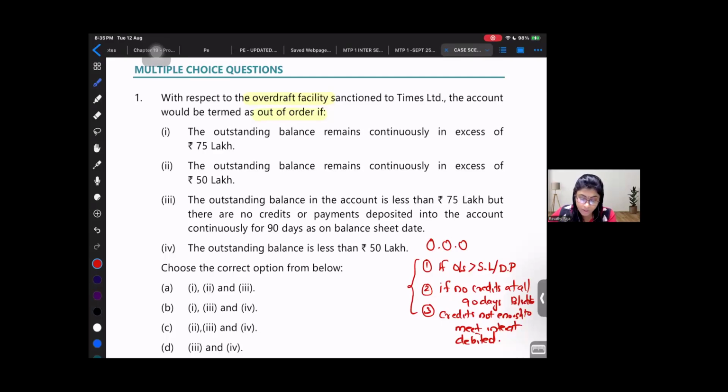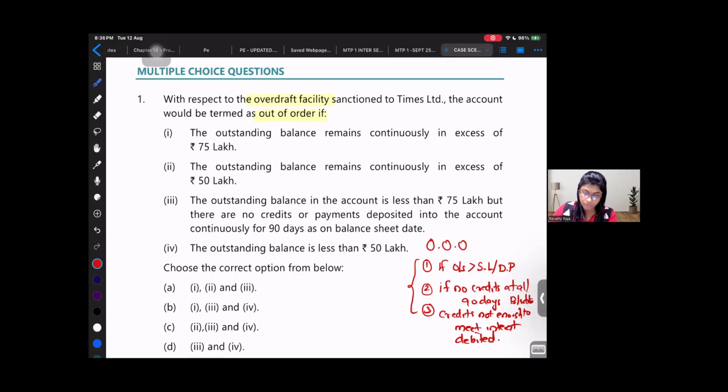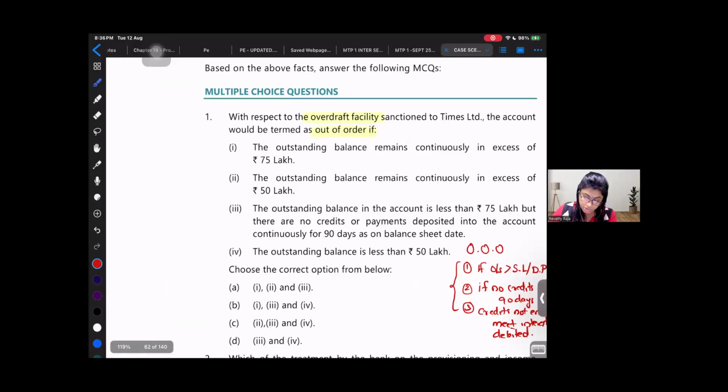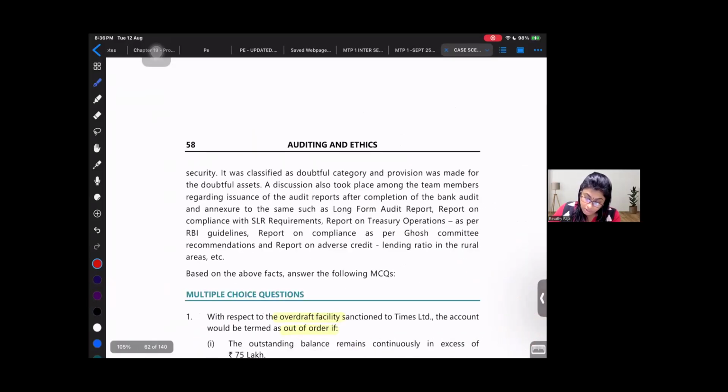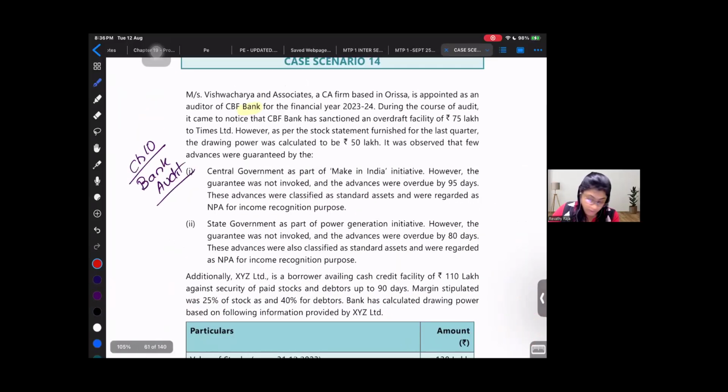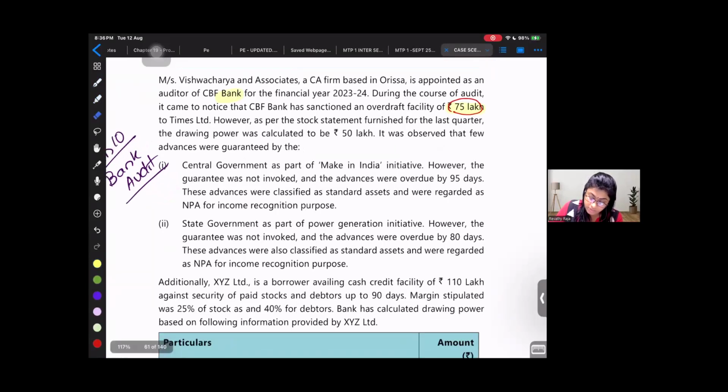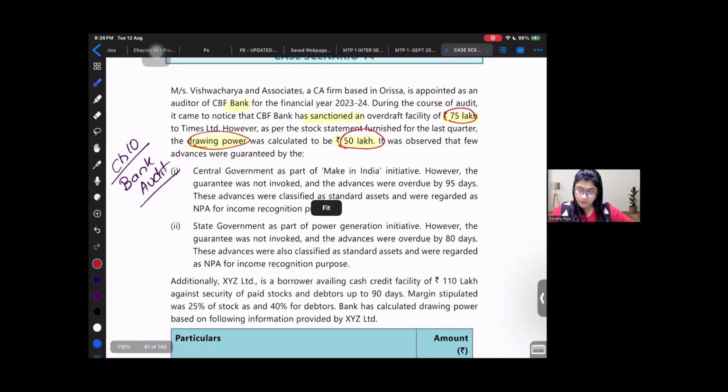Can you say the outstanding balance remains? In this, I think you have to go back to the question. What is the amount to see? 75 lakh, what is 75 lakh in this question? Sanctioned limit, na? 75 lakh is sanctioned. 50 lakh is what? Drawing power. So let it be there.